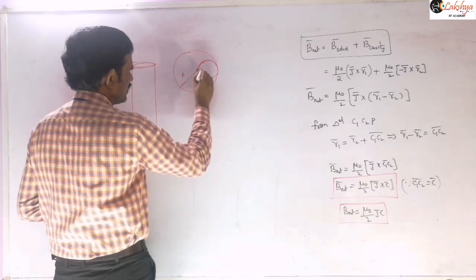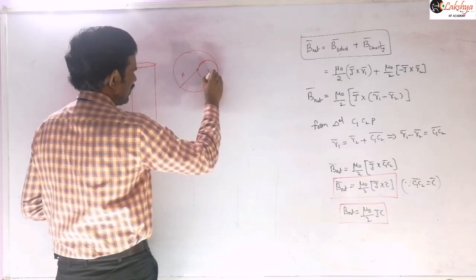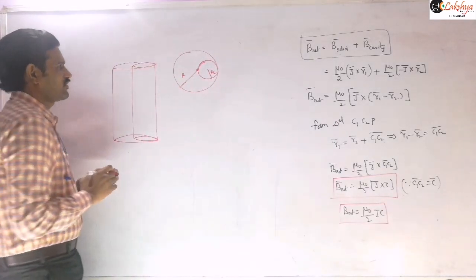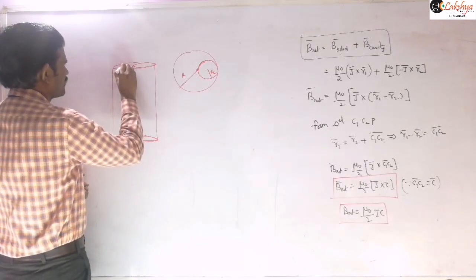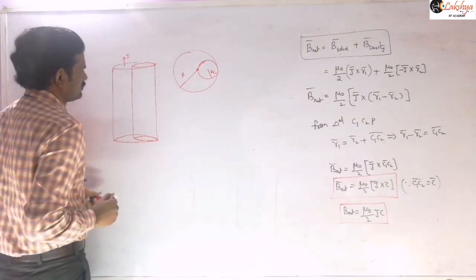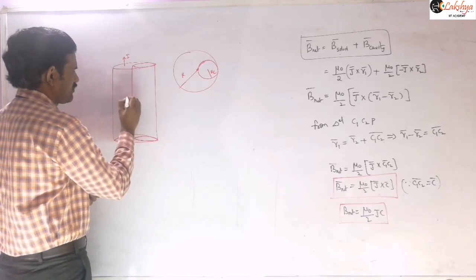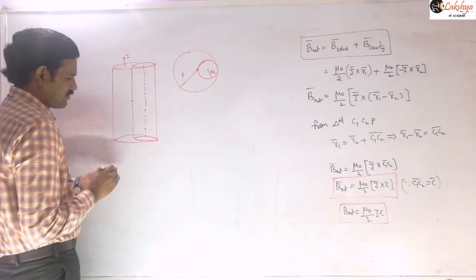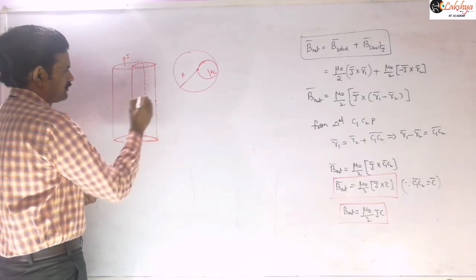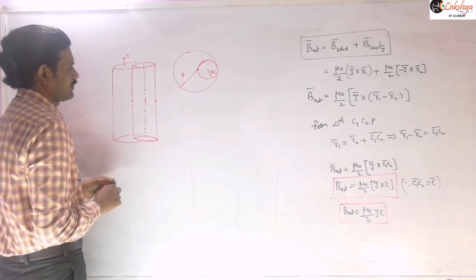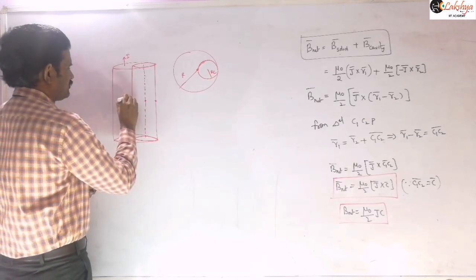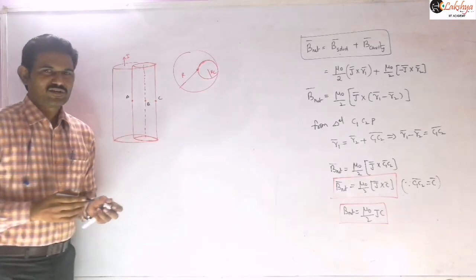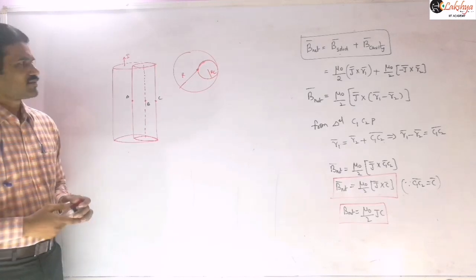Suppose this is radius r, and the cavity radius will be r by 2. So we are removing that part there, right? Now I'm assuming the current flowing in this is I. Then we need to calculate at some points I'm assuming here. This is the axis of the cavity, let us consider. I'm taking some points here, which I can write as A, B and C. We need to calculate the magnetic field at those 3 points, right?